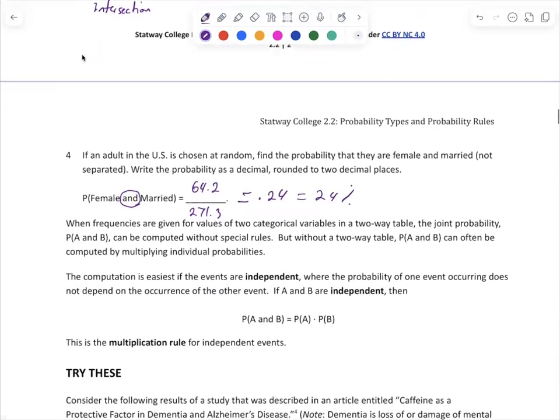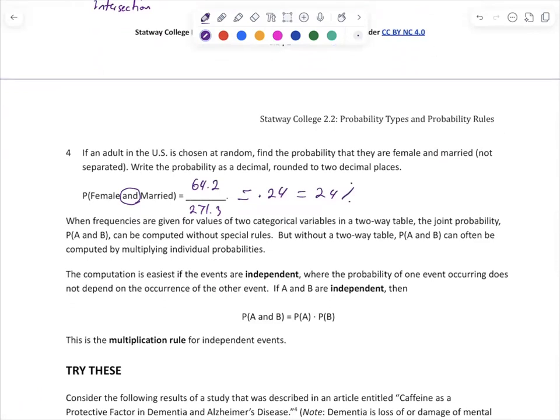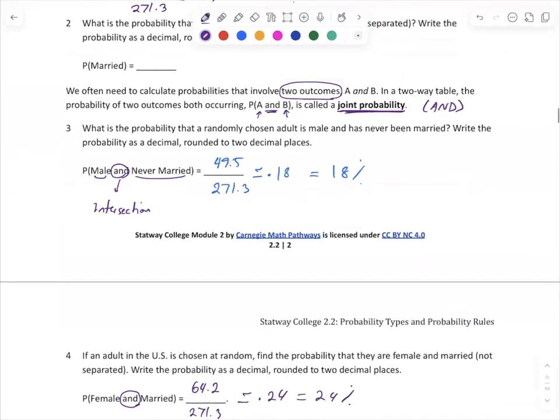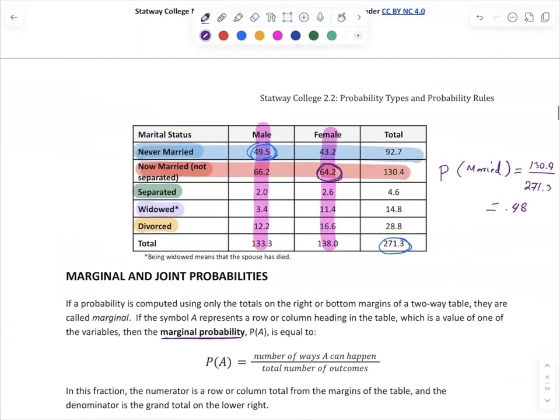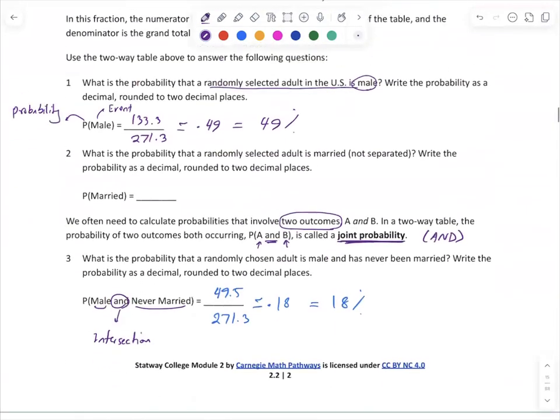Okay, what else do we have? We have something that we call independent events. When frequencies are given for values of two categorical variables in a two-way table, the joint probability, the probability of A and B, can be computed without any special rules. As you can see, you just need to find the intersection between different categories and identify what that intersection is, and that intersection goes on the numerator. And this is the total, which is your denominator.